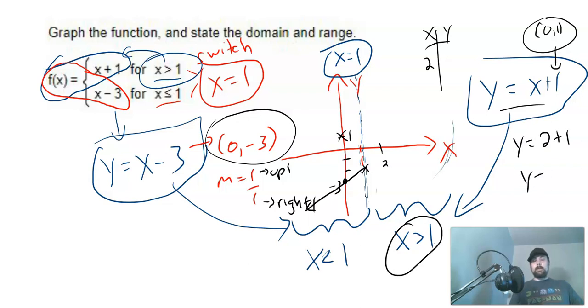I'll get 2 plus 1, which is 3. I'll get y is equal to 3. All right, so go ahead and mark that point here. There's 2 comma 3. And I need one more point to graph this line over here.